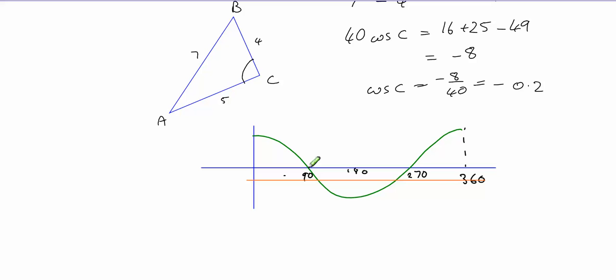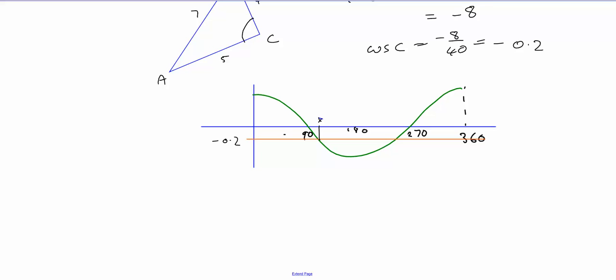It crosses the x-axis at 90, obviously, because cos of 90 is 0. Minus 0.2 is there, below the axis. Here is the first value for which cosine of an angle is equal to minus 0.2, and it's larger than 90. So we have an obtuse angle. From the calculator we find that C equals 101.5 degrees.